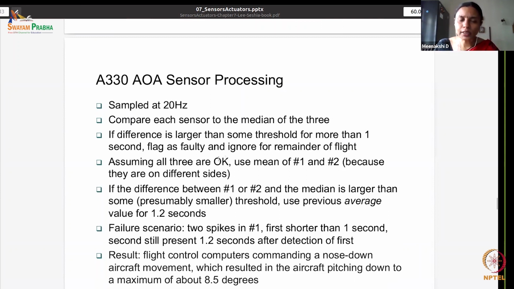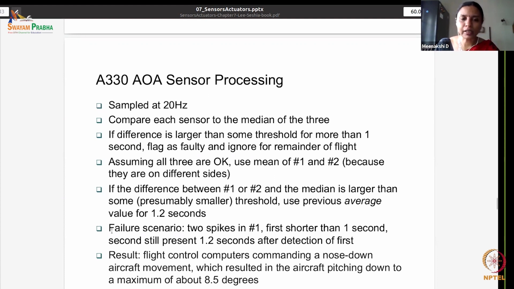Assuming that all three sensors are working okay, the mean of the first and the second sensors is taken, because one is on each side of the aircraft. And if the difference between the first and the second sensor and the median is larger than some set threshold, then the previous value is used for 1.72 seconds. So you can imagine it takes a lot of technicality and domain knowledge to come up with such a decision. But this was the algorithm that they deployed for processing data from the redundant sensors.